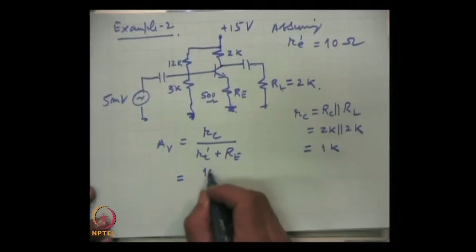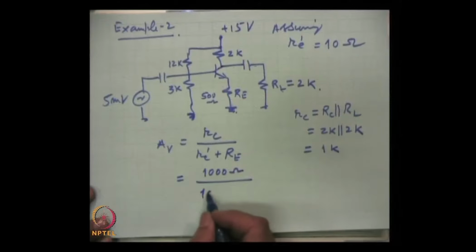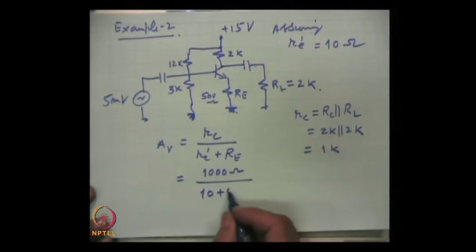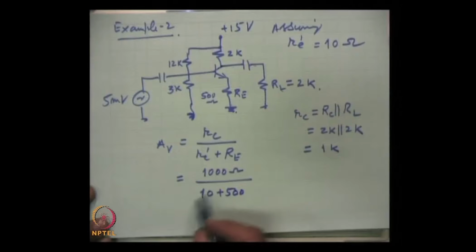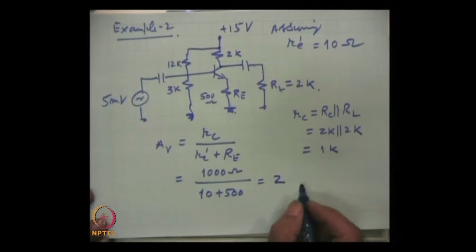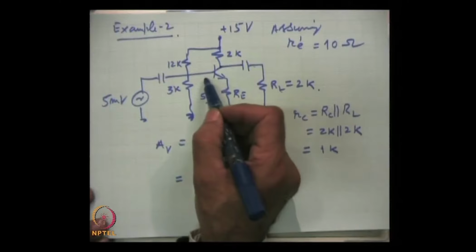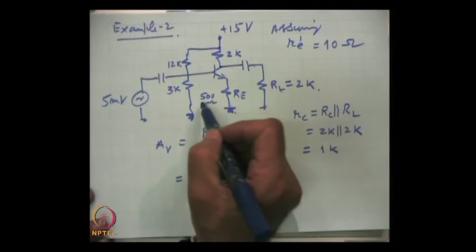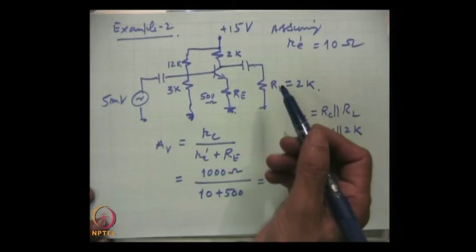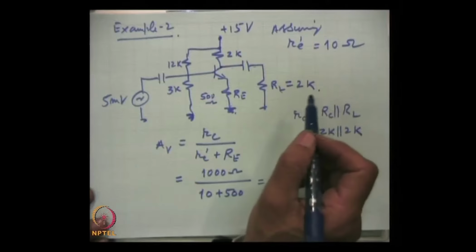So, this is 1000 ohms divided by 10 plus 500. Now, the 10 is negligible in comparison to 500. So, the gain is only 2. So, this 5 millivolts, if we assume that this is available for amplification, then only 2 times it will be amplified. So, roughly 10 millivolts we will get here, which is very small.